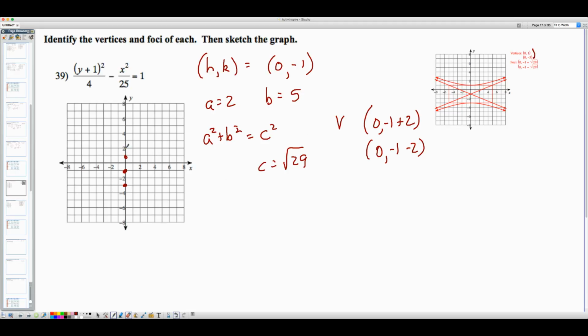For the foci, it's going to open something like this. And for the foci, I'm going to have my 0 value again, because it's going to be 0. And then I'm going to start at my -1, and I'll have to add the square root of 29, and I'll have to subtract the square root of 29. Square root of 29 is about 5, and so it's going to be way over here somewhere. And so it's going to be very wide, which is what you show.